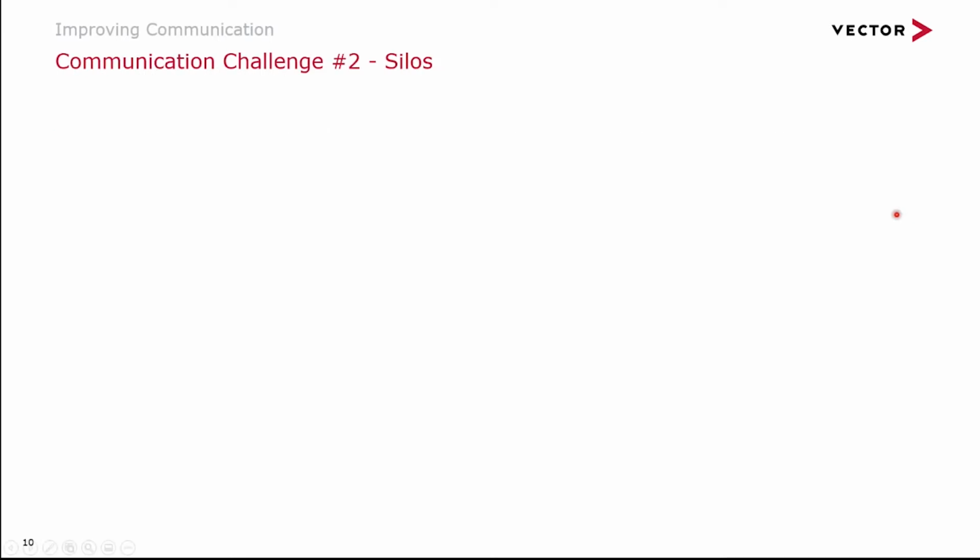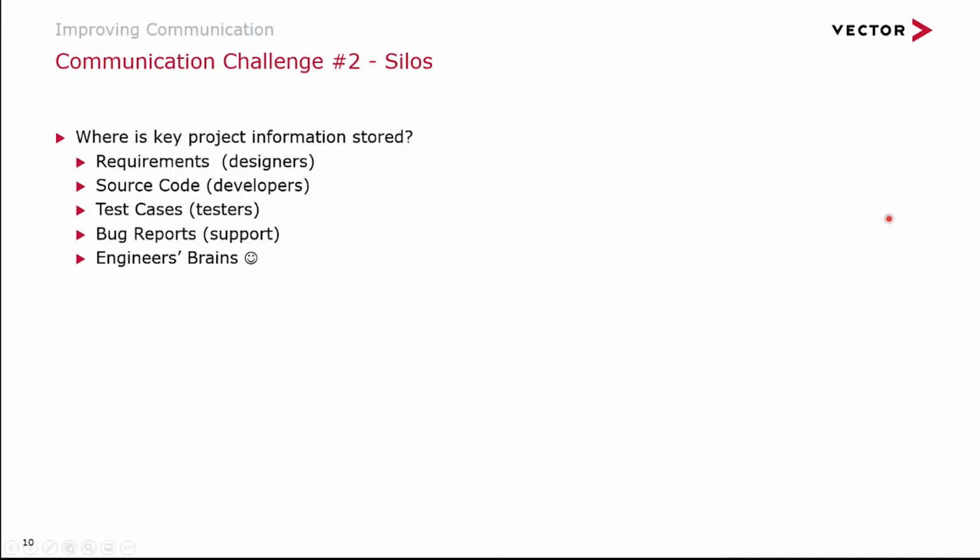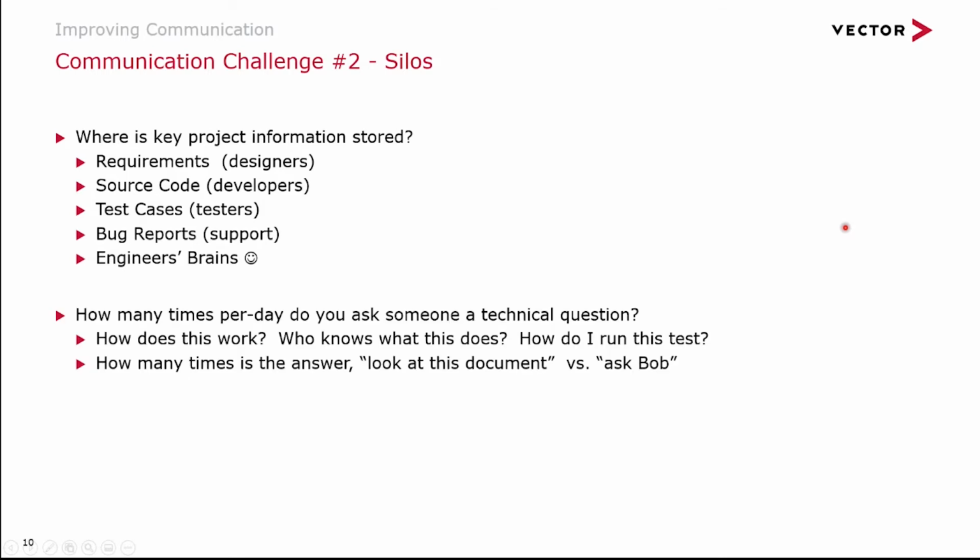The next communication challenge is silos. So I think it's pretty common to have lots of information stored in lots of different silos. And I think the common ones are, you've got your requirement silo, your source code, your test cases, your bug reports, and lots of information in the different engineers' brains, right? And so I don't think this is necessarily bad. I think every flavor of information has a logical group to maintain it. And the key, though, is when this information is not shared easily.